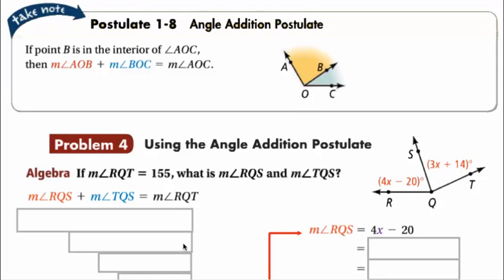Postulate 1.8 is the angle addition postulate, and basically it says if you have a point on the interior of an angle, then you can construct a ray where the big angle is equal to the sum of the two small angles. So in other words, angle AOB plus BOC is equal to angle AOC.